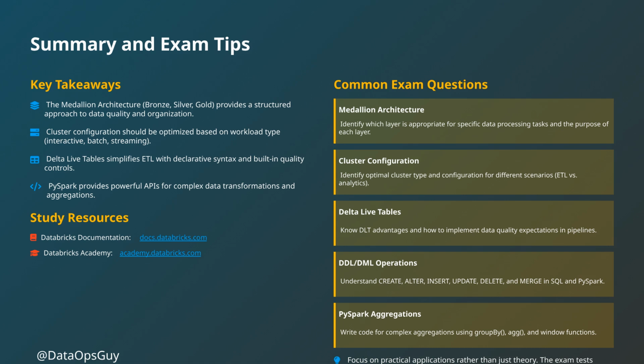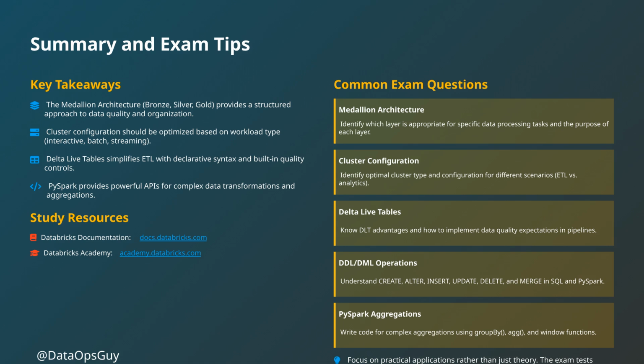Let's summarize the key takeaways from Section 3. The Medallion architecture, with its bronze, silver, and gold layers, provides a structured approach to data quality and organization in Databricks. Cluster configuration should be optimized based on workload type, with different approaches for interactive, batch, and streaming jobs. Delta Live Tables simplifies ETL processes with declarative syntax, automated orchestration, and built-in quality controls. PySpark provides powerful APIs for complex data transformations and aggregations with both SQL and DataFrame interfaces.